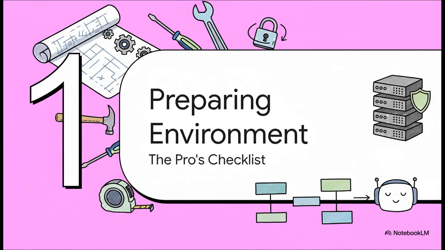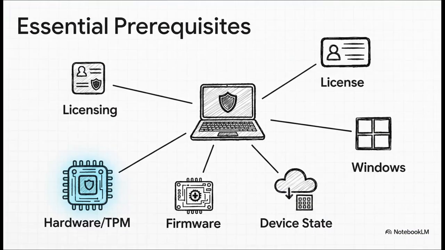Okay, before we even think about building the policy, we have to get our environment ready. It's kind of like a chef getting all their ingredients prepped and in place. Honestly, skipping these prep steps is the number one reason these deployments fail, so let's make sure we get this part right.